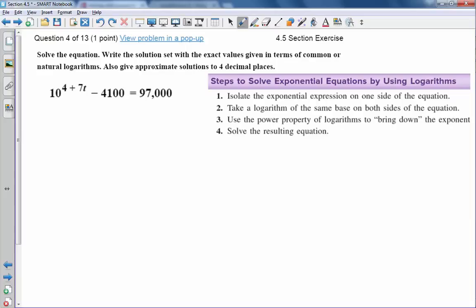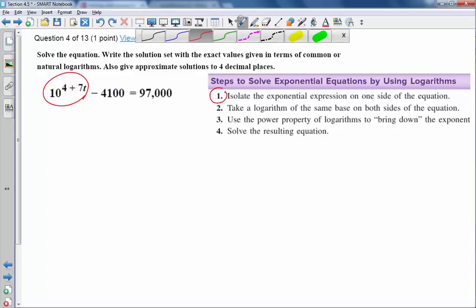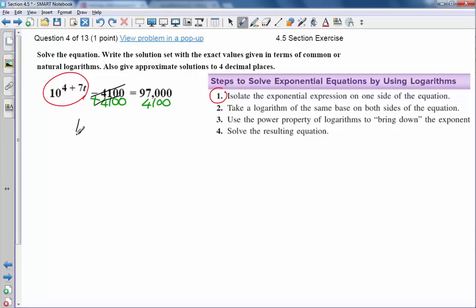First off, circle your exponential. Where is the exponential? Where is the base and a power? This. Check if that red circle is the only thing you observe on the left side. Is it the only thing? No. So we need to bring this 4100 to the right side. Simply add it to both sides. Okay, very good. Now, step 1, over.